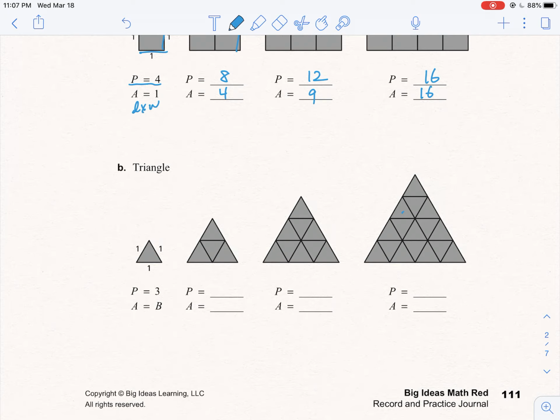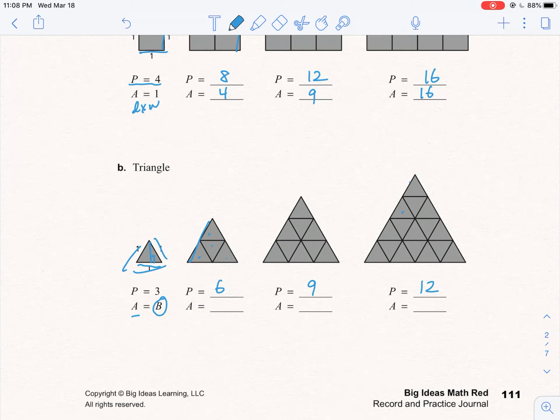But triangle, same thing. Perimeter is going to be 3. You have 1, 2, 3 sides. Area, we don't know how to find the area of a triangle when you have one side as 1 because you'll actually have to get the height of it and we don't know what height is. So we're just going to put B as the starting or standard area. So perimeter 2, 2, 2, so it's going to be 6. 3, 3, 3, it's going to be 9. And 4, 4, 4, 12.